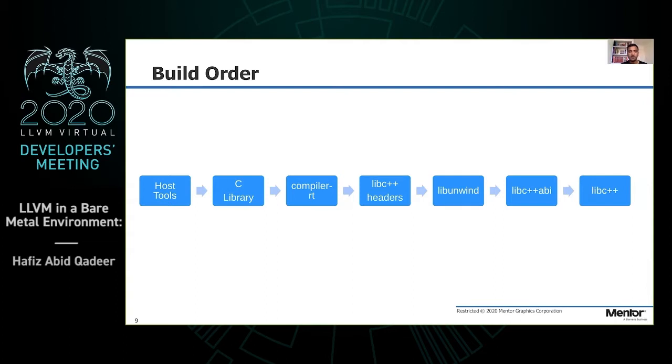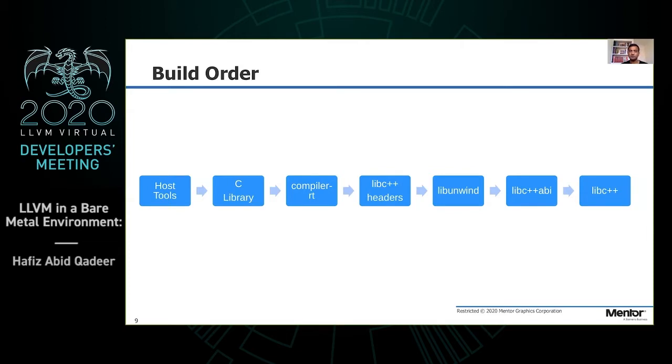Please note that you will be using the Clang that you have just built for building the runtimes, and not the original compiler that was used to build the Clang itself. So after the host tools, we will first build the C library. And after we have built and installed the C library, we will move on to compiler RT. After compiler RT, we have enough stuff to have a C-only toolchain.